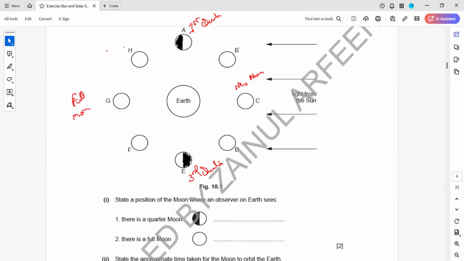Here we'll have a waxing crescent, and then a waning crescent. And gibbous, here we'll have a gibbous. Here we'll have a crescent moon. At this position it starts to be a waning gibbous. Then we have a crescent again.